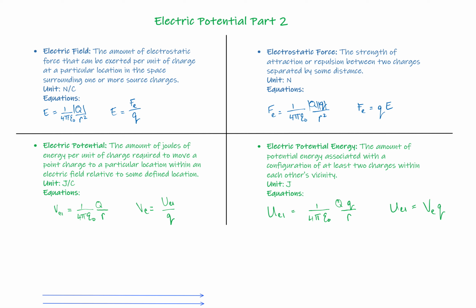Now, right here at the top, I have this chart that's very specifically laid out to help you maybe combine or compare and contrast these different quantities, because we've had four major ideas: the electric field, the electrostatic force, the electric potential, and the electric potential energy.